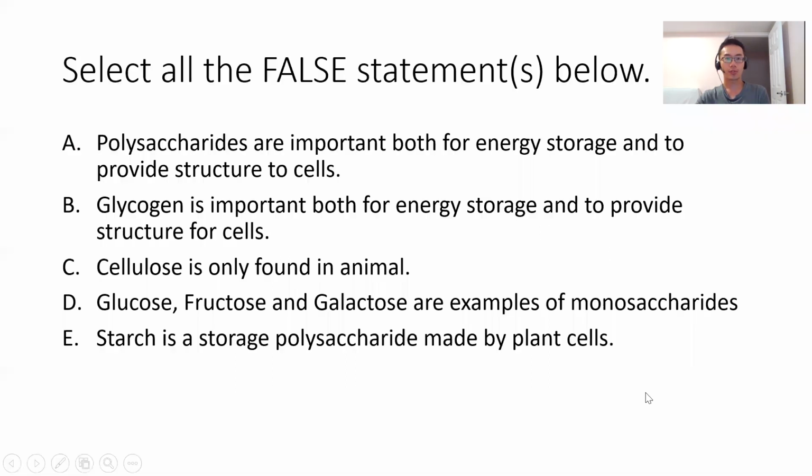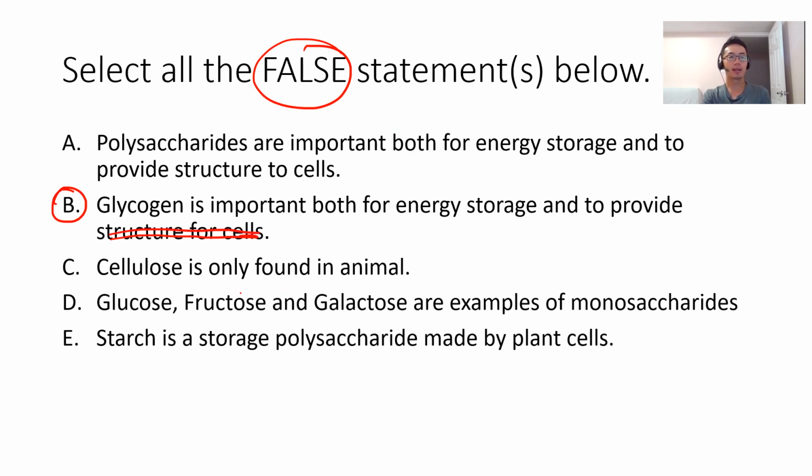So let's take a look at this. Select all false statement. Polysaccharides are both for energy storage and to provide structure to cells. That's correct, right? So energy storage are like glycogen and starch. Structure support would be cellulose and chitin. So that's a correct statement. And we're looking for the false one. So I'm not going to circle the first one. Glycogen is important for both energy storage and to provide structural support. That is not true. Okay, not structural support, right?